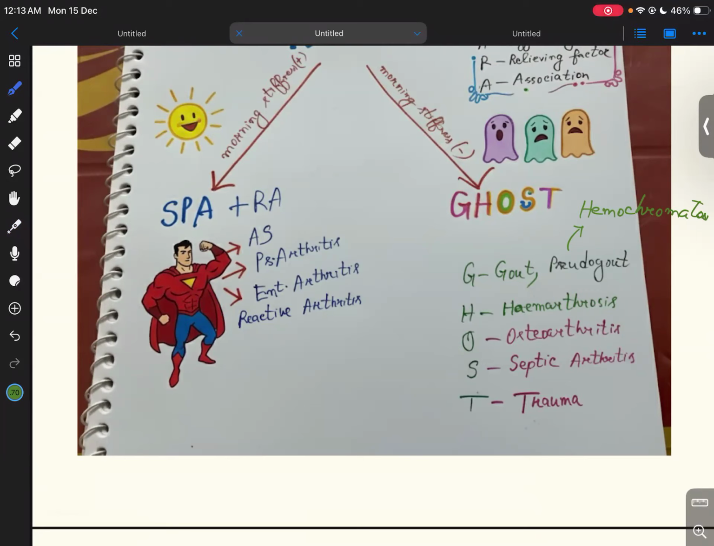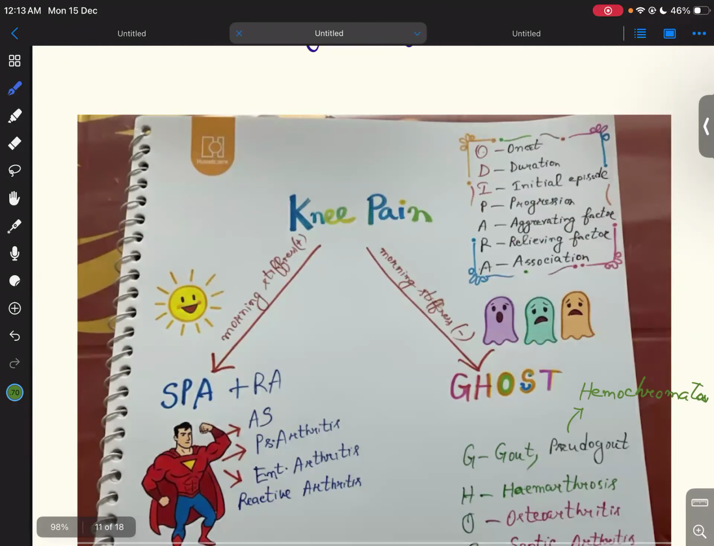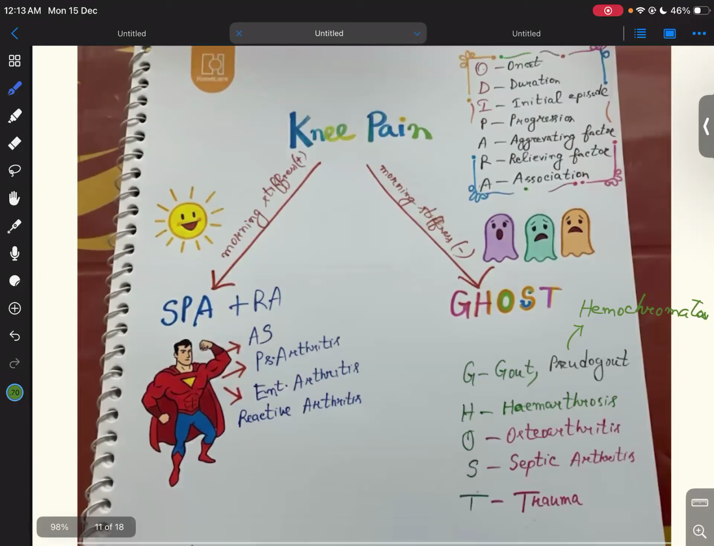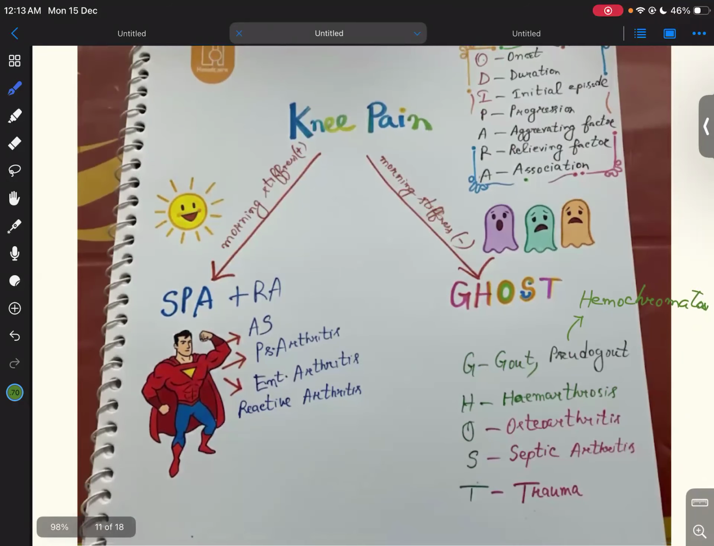Now the prompt is joint pain, that is knee pain. So this knee pain is there for the secondary hemochromatosis. Up to now, apart from hemochromatosis, I have never found any other cause of pseudogout coming in the PACES exam with the prompt of knee pain. So I will suggest you to just keep in the mind, see hemochromatosis.